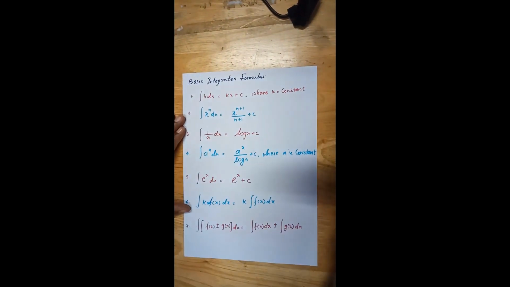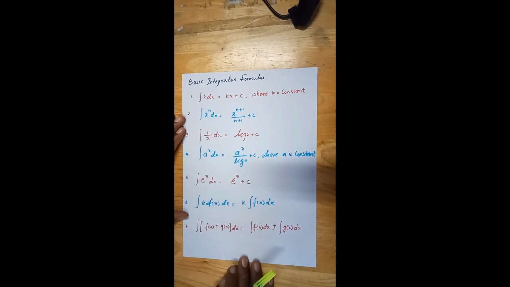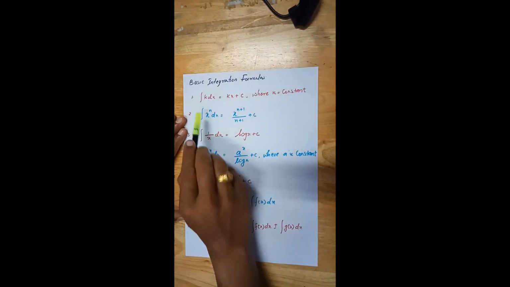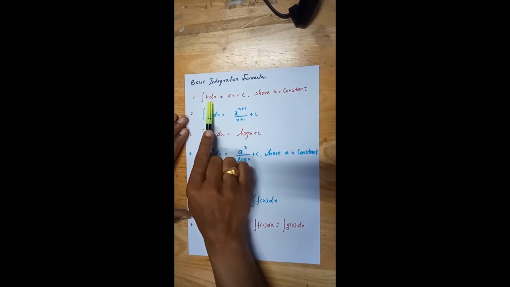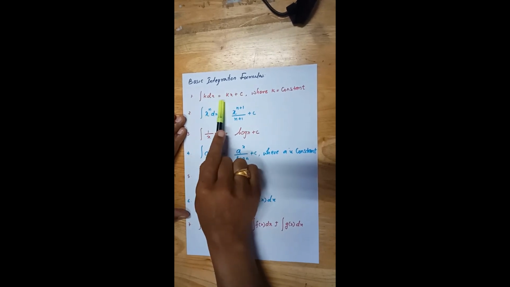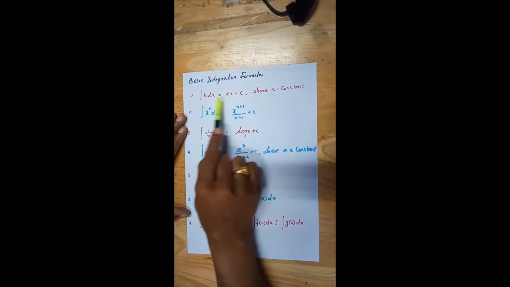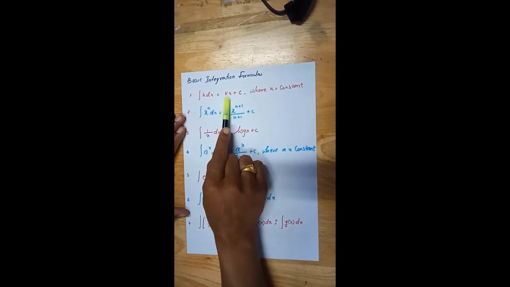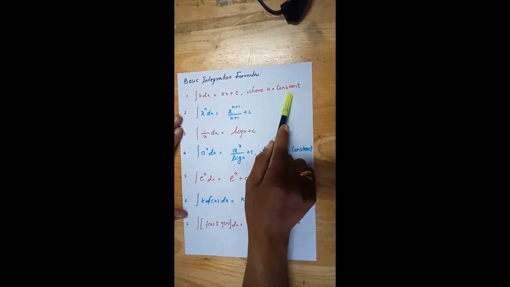So we have a few rules here, around 5, 6, 7 basic rules. If k is a constant and you have to integrate the constant, you take it outside the integration sign, and the integration of dx is always x. So kx plus c, where k is a constant.